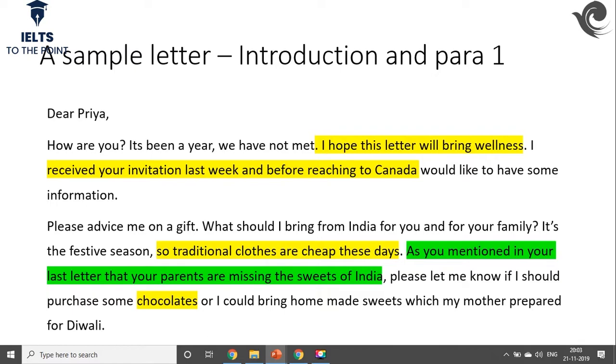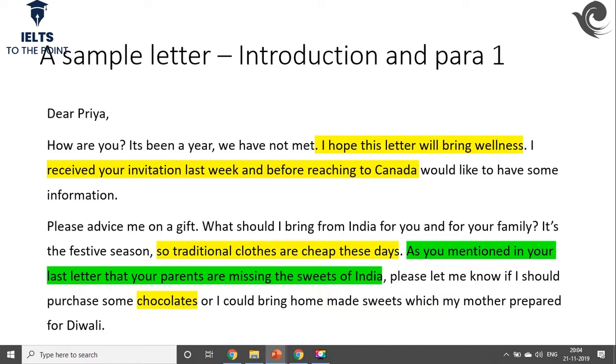That's an issue. As you mentioned in your last letter that your parents are missing the sweets of India. Sweets of India, I don't know what to make of it. So please don't write something like that. And the second thing is these two sentences, like cheap traditional clothes to sweets that the parents are missing. Again, there is no connection between these two sentences. Please let me know if I should purchase some chocolates. Again, the problem is you have just said that they must be missing some sweets of India. Chocolates are definitely sweet, not sweets of India, right?